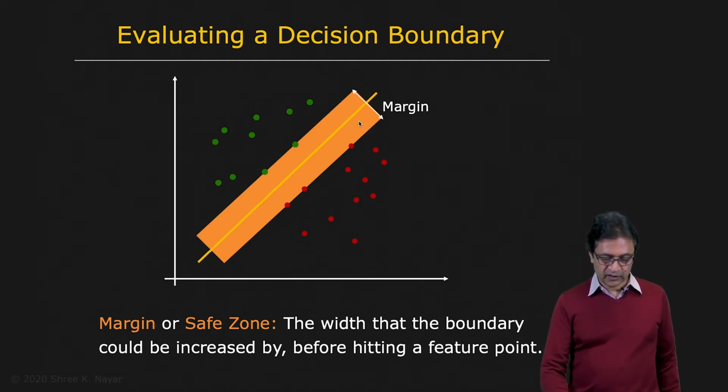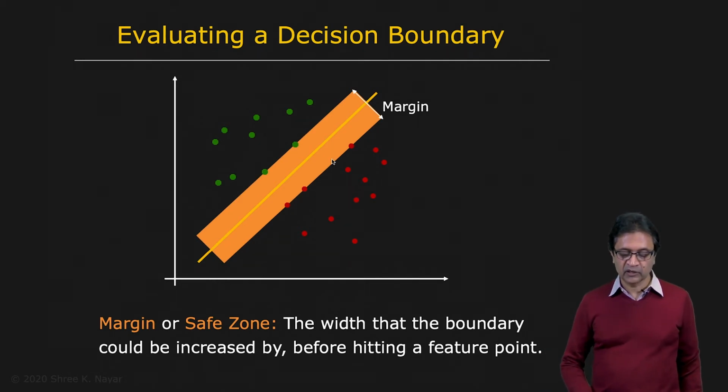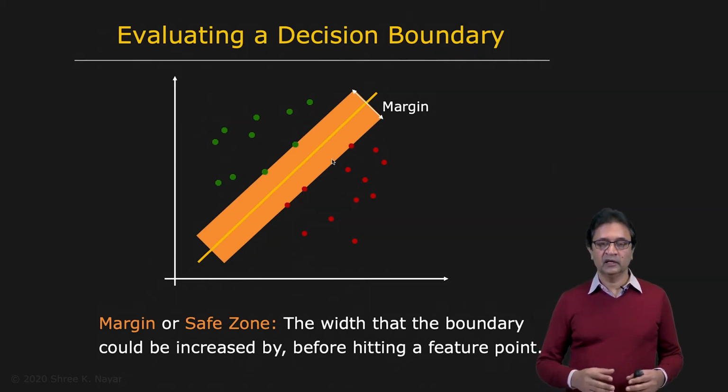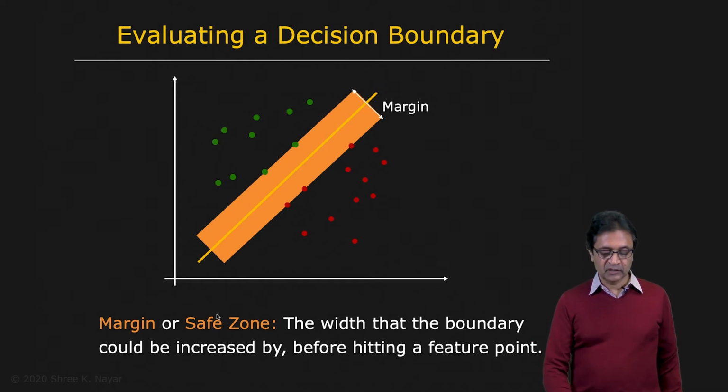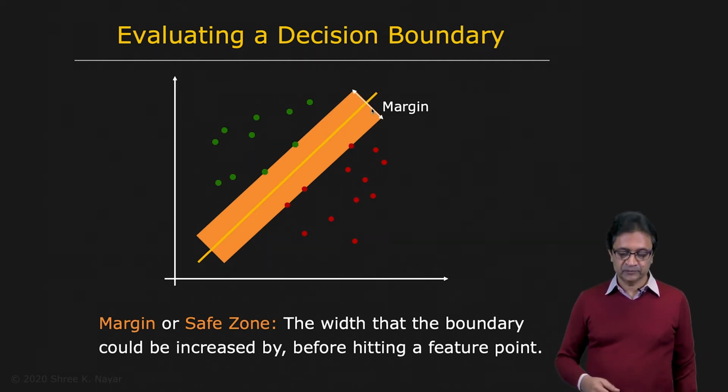So you see that we've extended the safe zone right here, which is the shaded orange region. We've extended it until the point that it ends up hitting these 2 points on this side and these 3 points on this side. So the width that the boundary can be increased by before it hits at least one feature point on each of the 2 sides, that is the safe zone corresponding to any chosen decision boundary. And the thickness of this band that you're looking at here is called the margin.